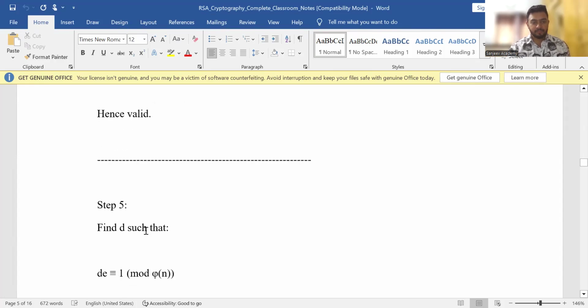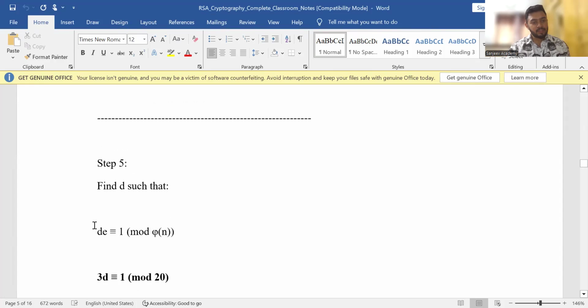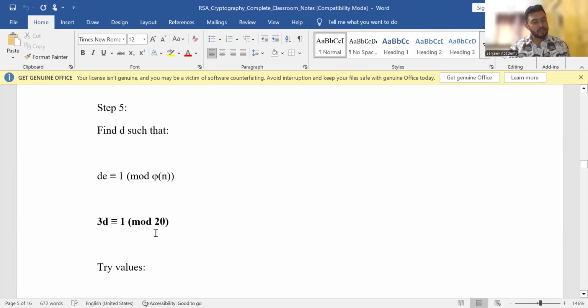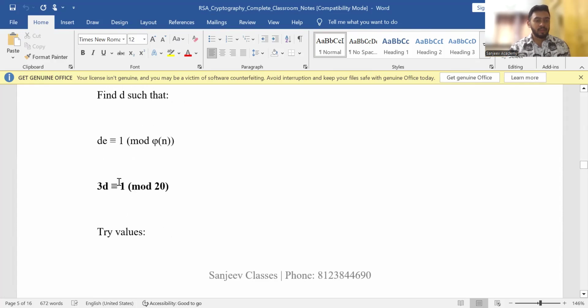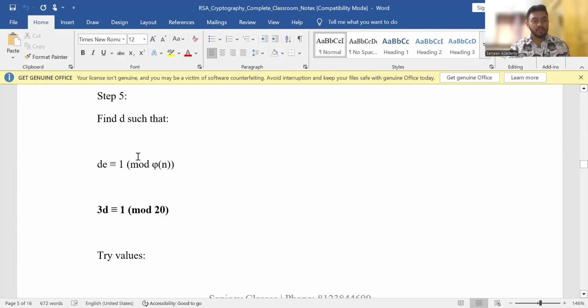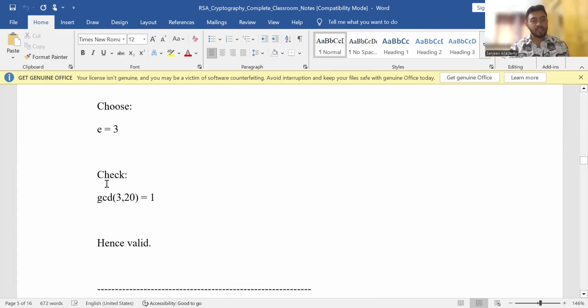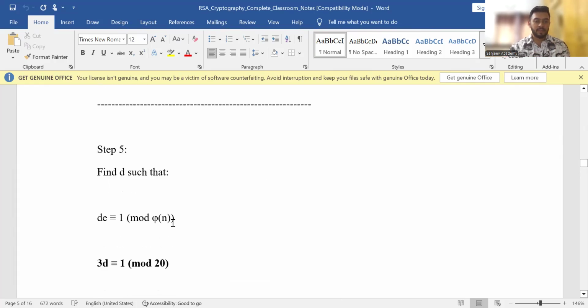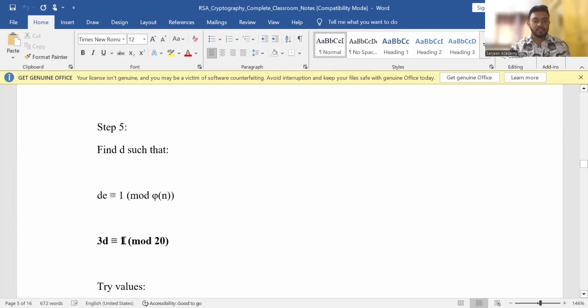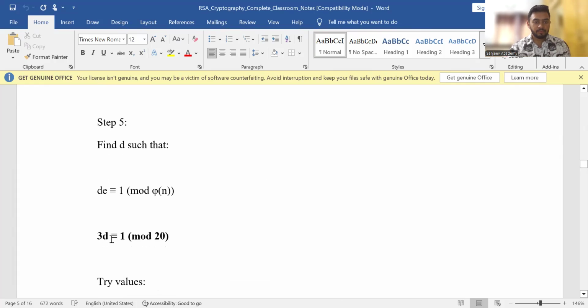Step 5. I have to find D such that D times E is congruent to 1 modulus phi of n, which is 20. E I already got as 3. So 3D modulus phi of n should give remainder 1. Sorry, 1 is the remainder, not GCD. And this symbol is congruent.